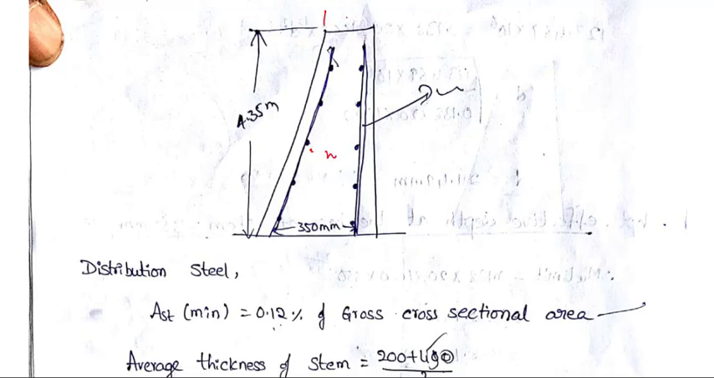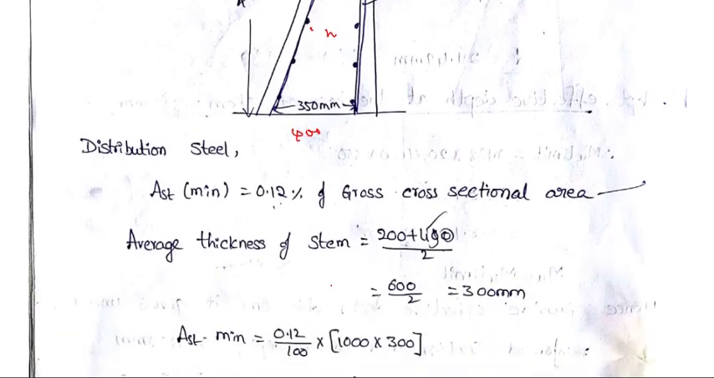Okay. So here 200 is there. Here 400 is there. So simply, 200 plus 400, this is 600, divided by 2, 600 by 2 is equal to 300 mm. So AST minimum is equal to 0.12 percentage of B into D.